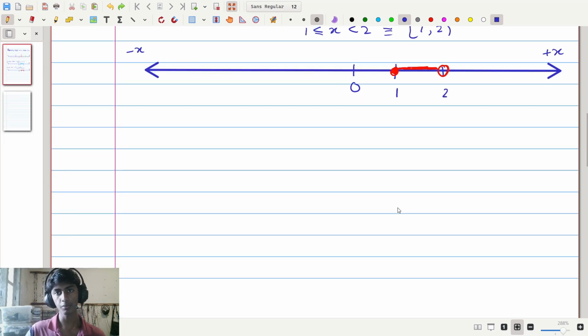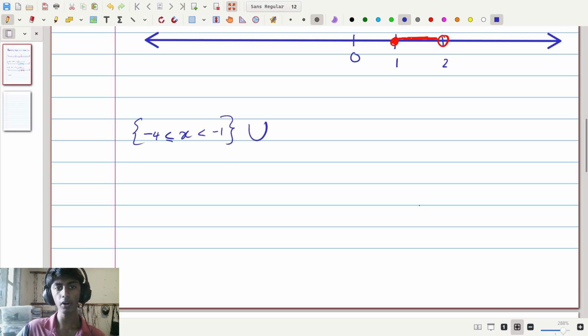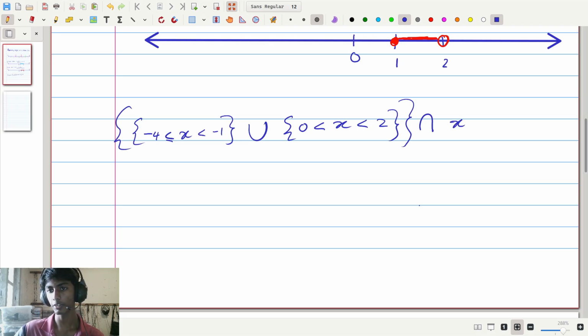We can of course use this to represent more complex ranges. Let's say for all x's that are between negative 4 inclusive and negative 1 exclusive, this range of values, or another range of values between 0 exclusive and 2 exclusive, with the added condition that x is not equal to 1. Let's say we will have some crazy expression like this. We can represent this on a number line as well.